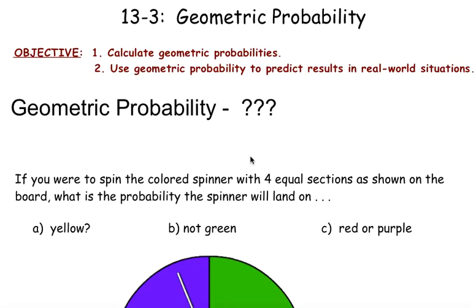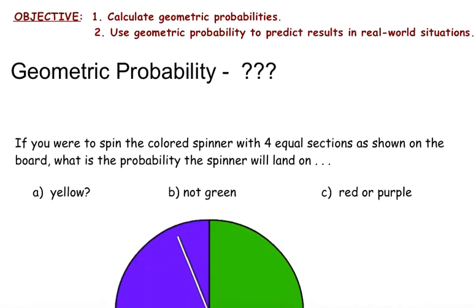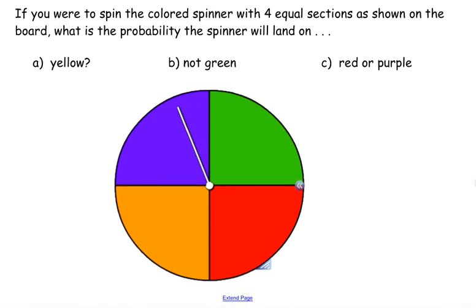You've probably seen probability that looks something like this, where we have a spinner, one example, or a dice, something like that, and we're asked what's the probability of rolling a 1, or what's the probability if you have 4 equal sections as shown on the board, that the spinner will land on the yellow section. I know it looks orange up here. We're going with this one as the yellow section.